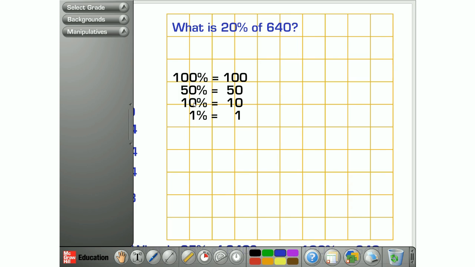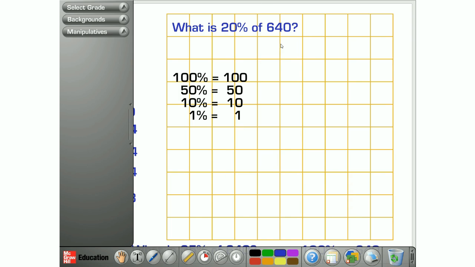To find 10%, we do a similar thing. We want to find what 1/10 is. So we divide by 10, because 100 divided by 10 gives us 10. And in this case, 100 divided by 10 means that 10% is 10. And finally, if we want to find 1%, well, 100 divided by 100 gives us 1, so 1% is 1.